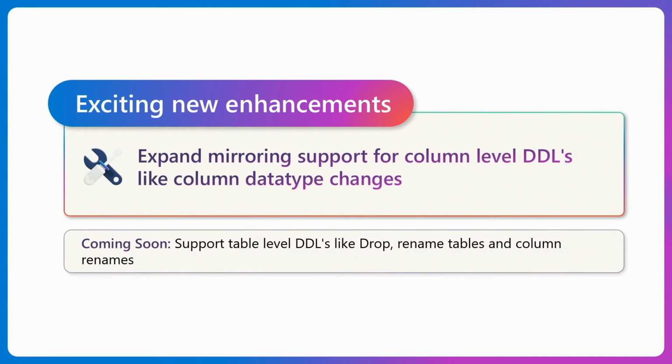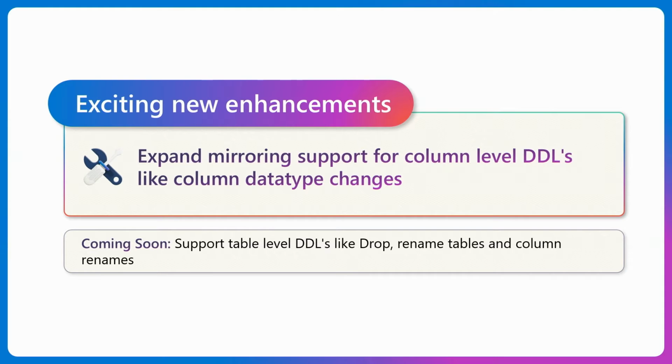So before we get there, I did mention that we now have the capability to support column-level DDLs. This is what you all asked for. These are all the limitations we had in Synapse Link, and now you can do that. What's coming up at the end of next month, early July, is more DDL support. You'll be able to alter, rename the tables, rename the columns, and drop the particular table.